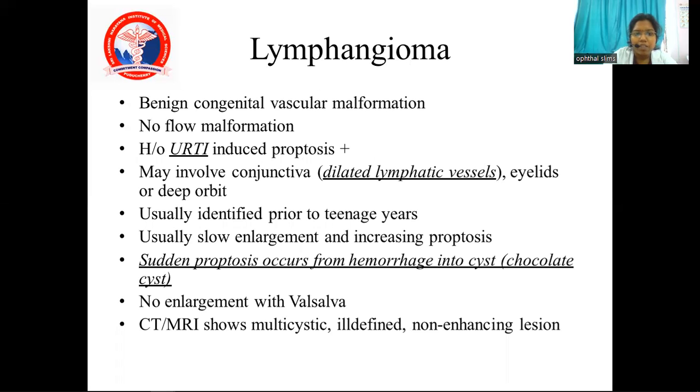Then lymphangioma, which is a benign congenital vascular malformation. It is a low flow malformation. There will be a history of URTI, followed by an increase in the size of the swelling. It may involve the conjunctiva, which will show dilated lymphatic vessels. Eyelids are involved, usually identified prior to teenage years, with usually slow enlargement and increasing proptosis. If there is sudden onset of proptosis, then we should suspect hemorrhage into the cyst.